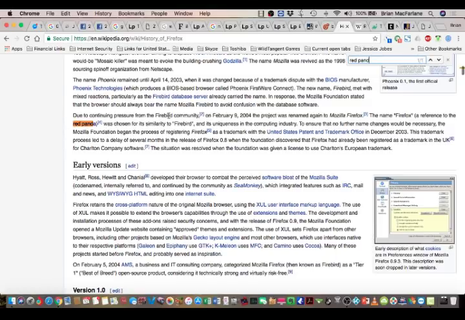So due to the pressure from the Firebird community, on February 9th, 2004, the project was renamed again to Mozilla Firefox. And it says here in plain letters, the name Firefox, a reference to the red panda, was chosen for its similarity to Firebird and its uniqueness to the computing industry. To ensure that no further name changes would be necessary, the Mozilla Foundation began the process of registering Firefox.